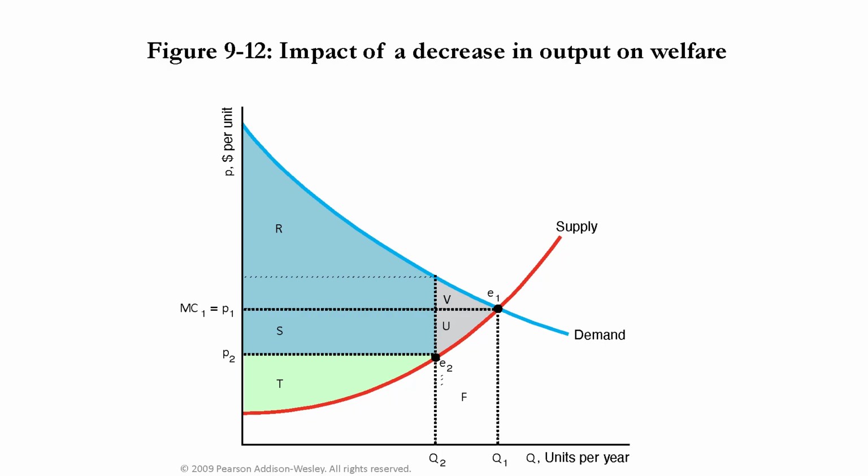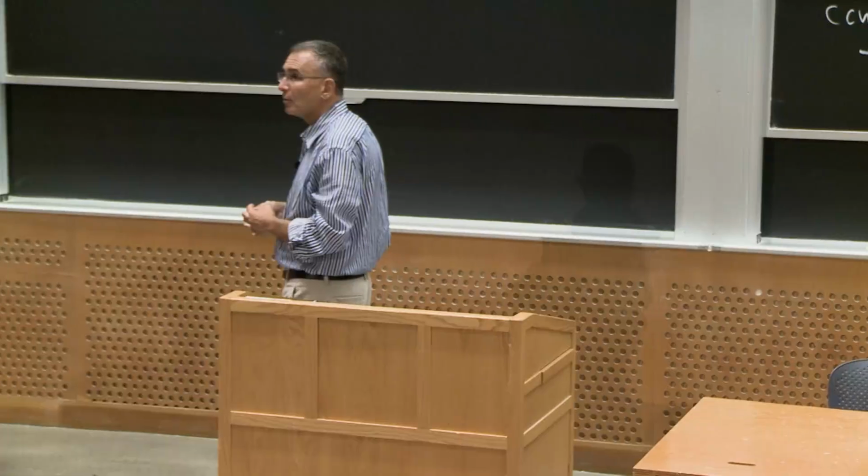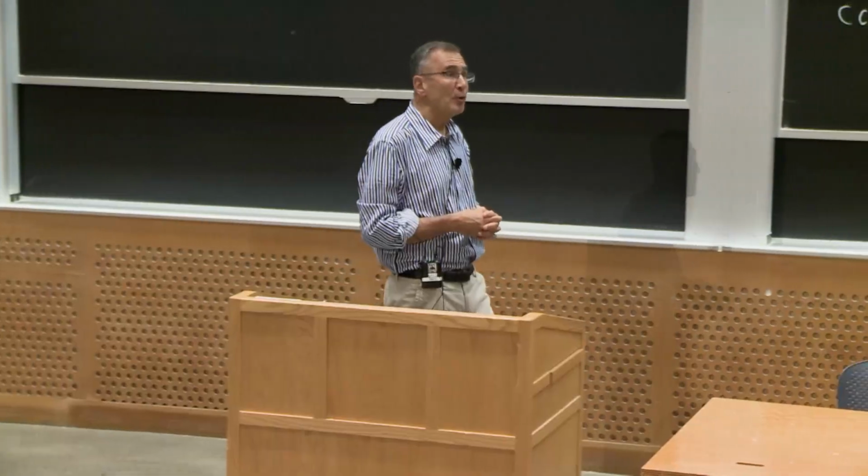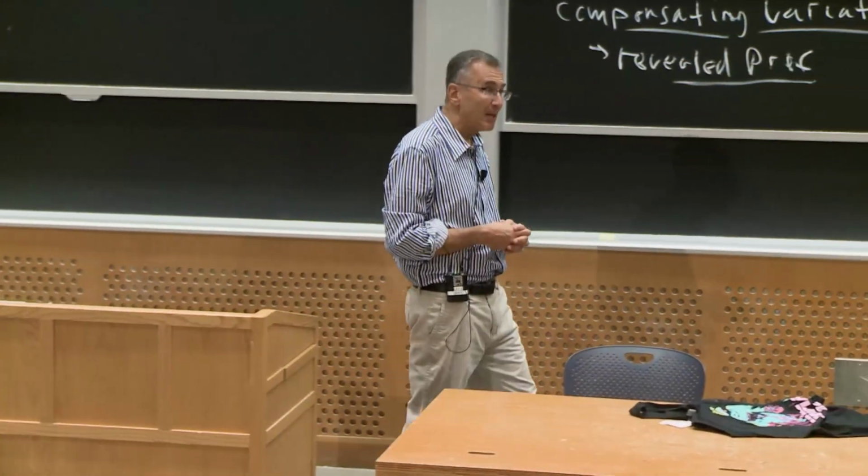Okay? So the market has Q2 at price P2. Well, what happens in that situation? Well, what happens to consumer surplus? It falls. It falls by the amount V. It falls because there are transactions that make consumers happy that are not happening.